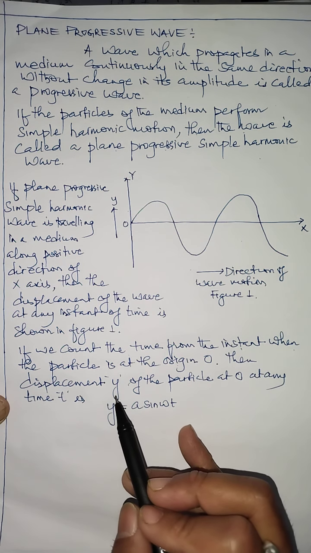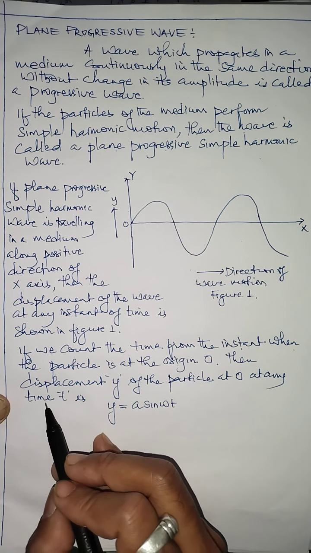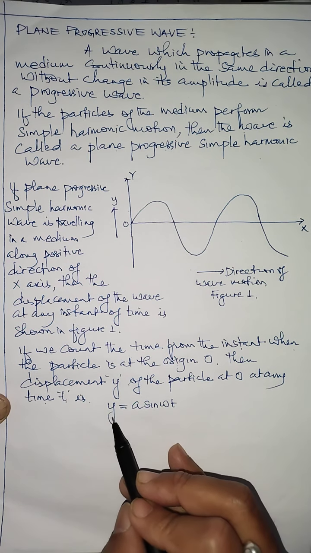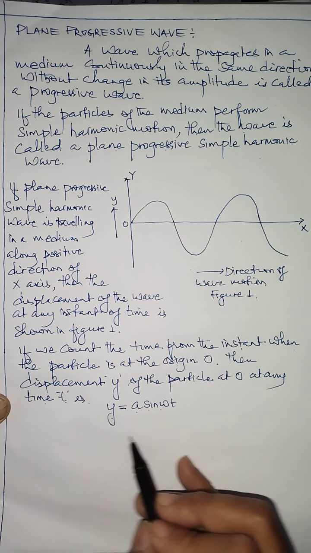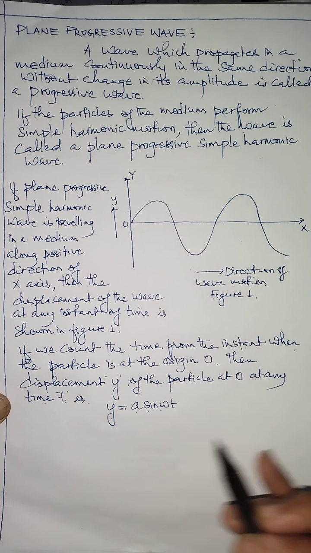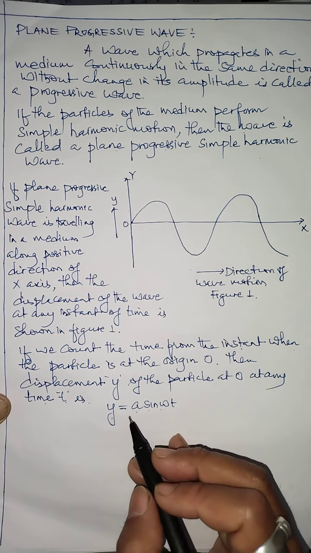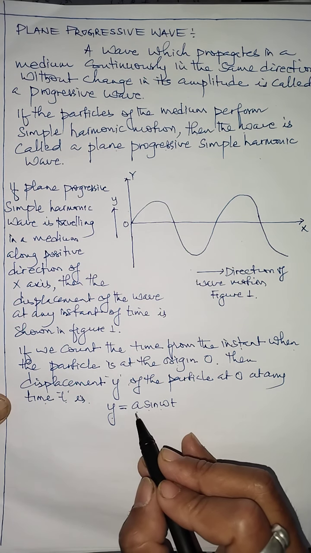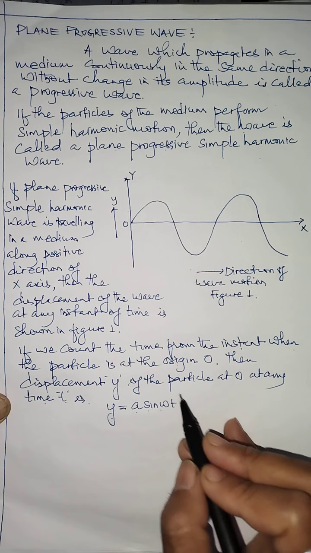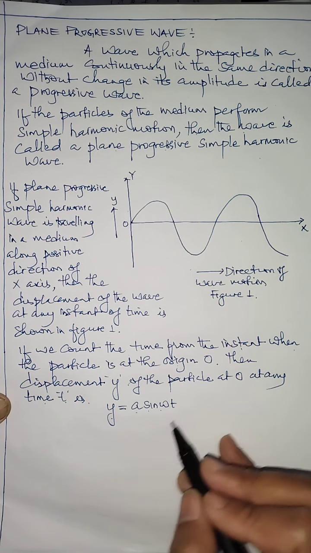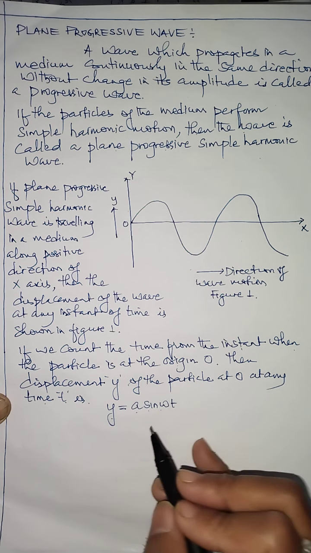The displacement, that is y of the particle at O, at that instant of time t is given by y equals a sine omega t. So this is the displacement of the particle when the time is t. But this displacement, children, we have written in terms of the amplitude, a, and omega means angular frequency. And you have learned this relation as the displacement equation in simple harmonic motion.